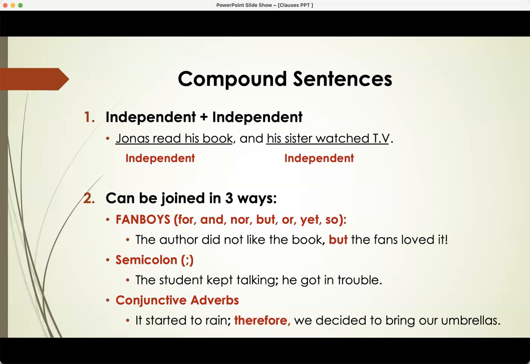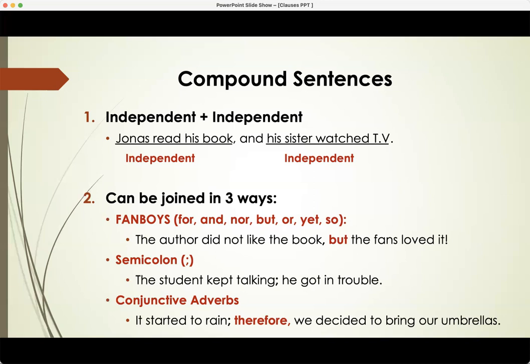The third way to combine two independent clauses is via a conjunctive adverb. And here it's a very similar idea to the semicolon, but a little bit easier because you can actually add a word to explain the relationship between the two clauses. For example, it started to rain; therefore, we decided to bring our umbrellas. When we use the word therefore, it becomes very clear that we brought our umbrellas because it started to rain. So us bringing the umbrellas is a result of the rain.